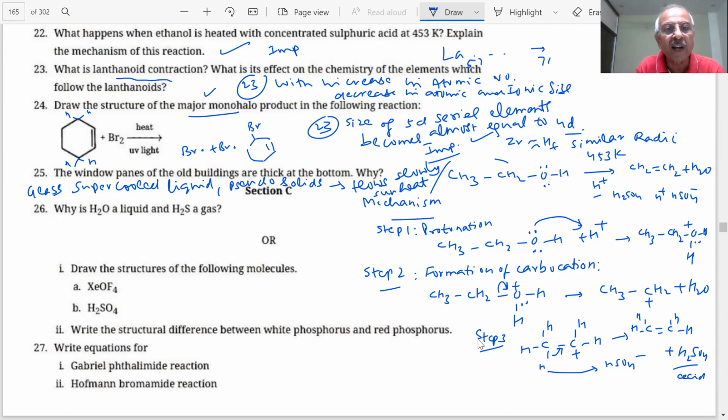Why is water a liquid and H2S a gas? This you already know. Strong intermolecular hydrogen bonding, students.